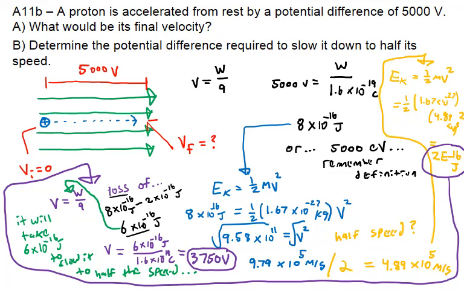Now, to visualize that, what would happen is, right, this is accelerating up and it's getting up to a final velocity. And then to slow it down, we would actually have to shut this field off and then reverse the field in the other direction. And if we had this much voltage as it passed through, it would slow down to half the speed, and the energy would then be 2 times 10 to the negative 16 joules.